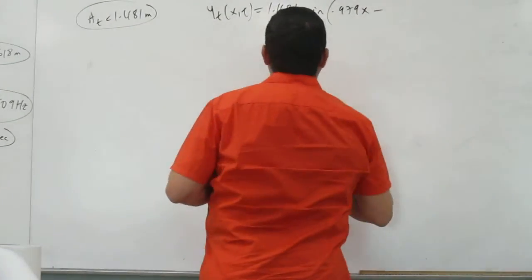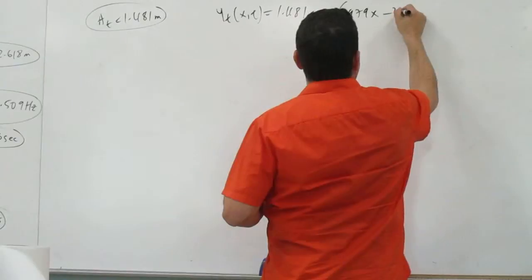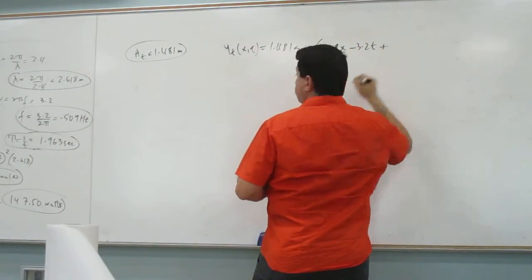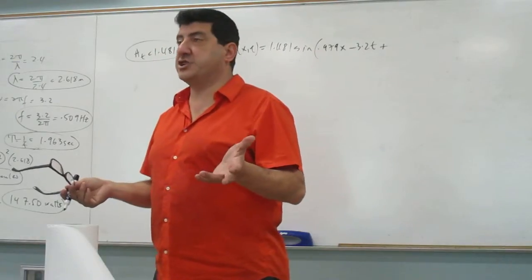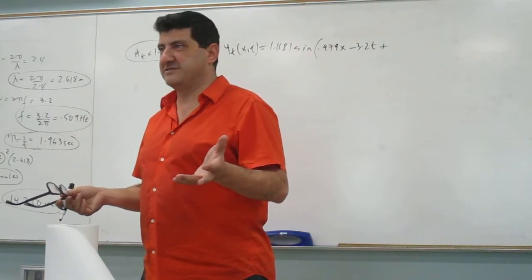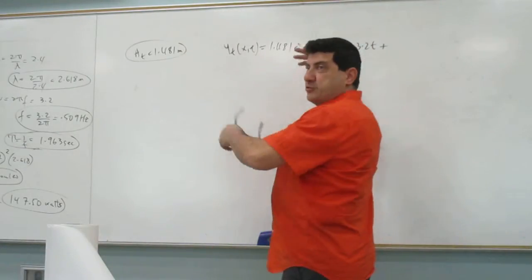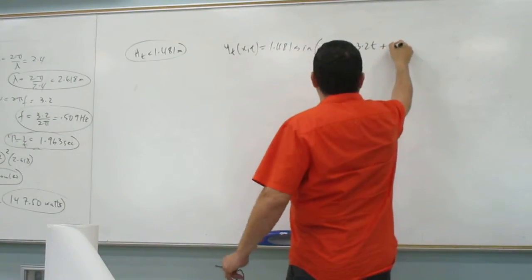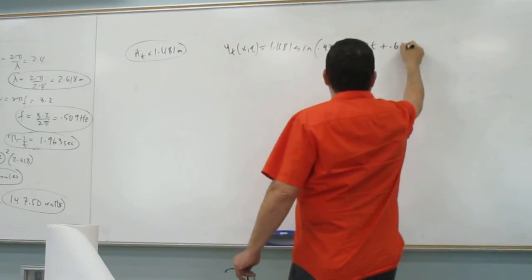x minus omega t is going to be the same thing. Plus, what's the phase angle going to be? Is there any phase shift upon transmission? No. No, right? So it was going to be whatever originally it was. Points, was it 6, 7? Yeah. Is that it? Yes.